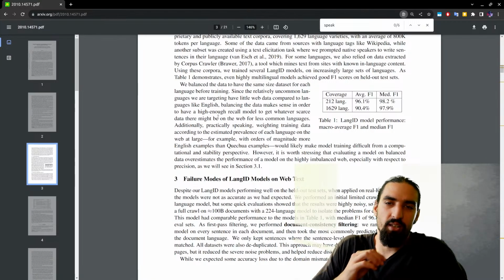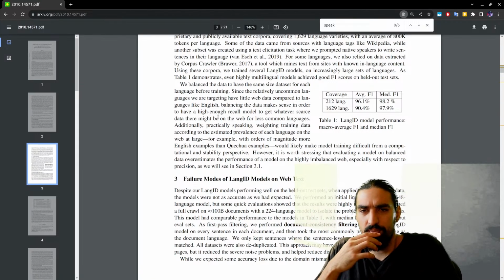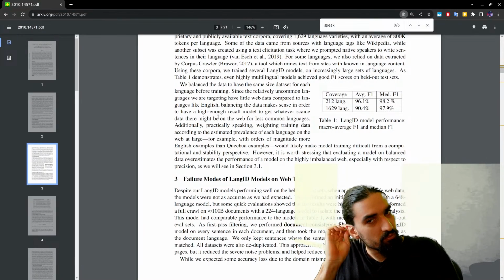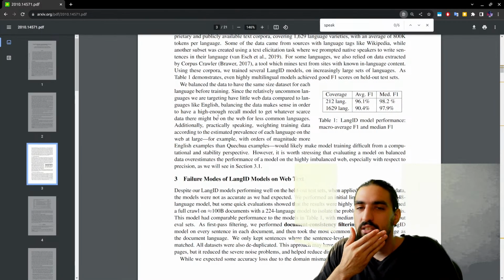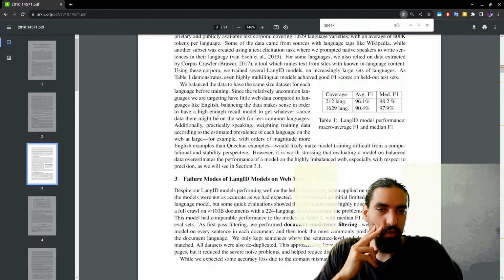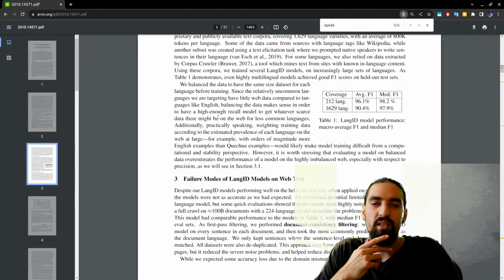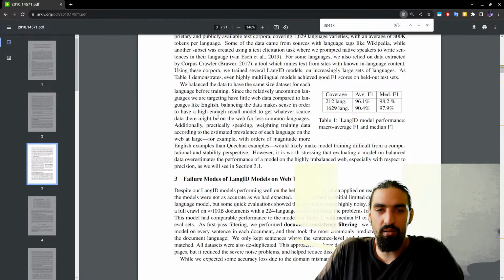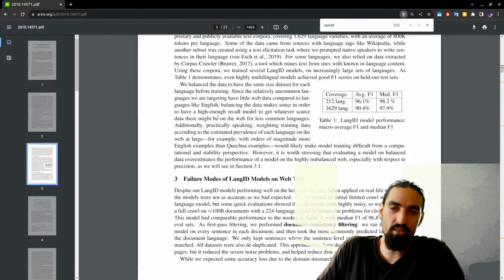We balanced the data to have the same dataset size for each of the languages before training. Since the relatively uncommon languages we are targeting have little web data compared to languages like English, balancing the data makes sense in order to have a high enough recall model to get whatever scarce data there might be on the web for less common languages.